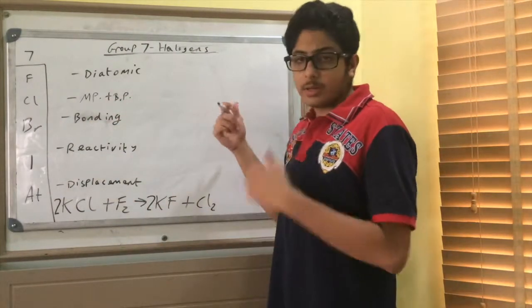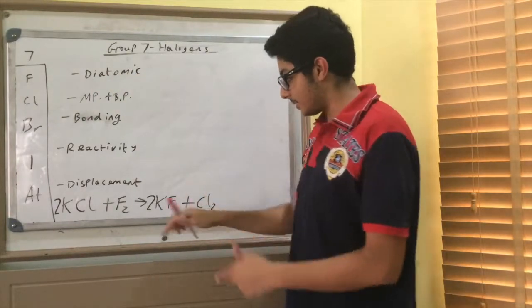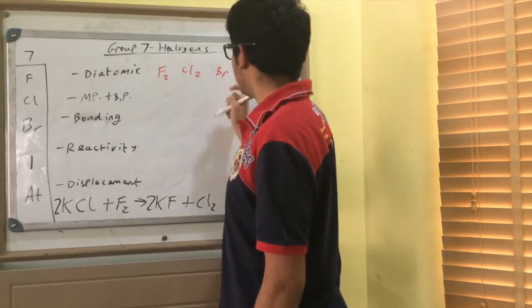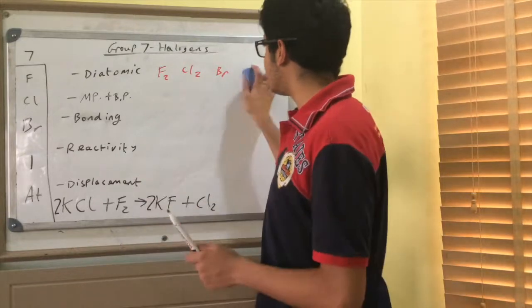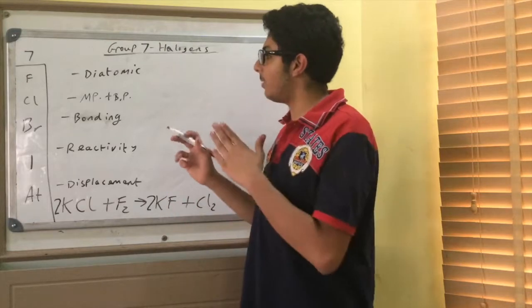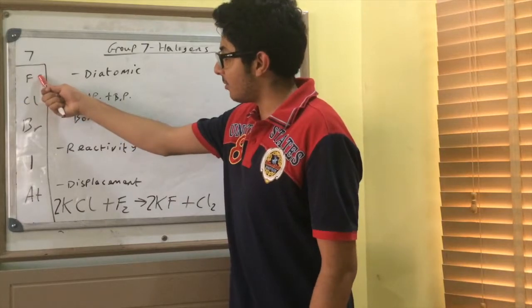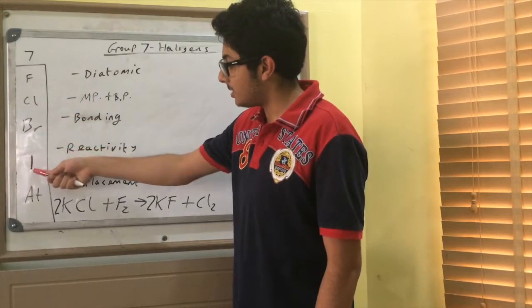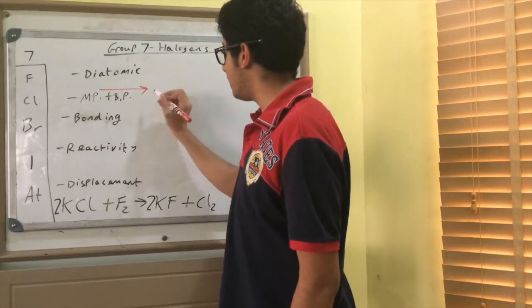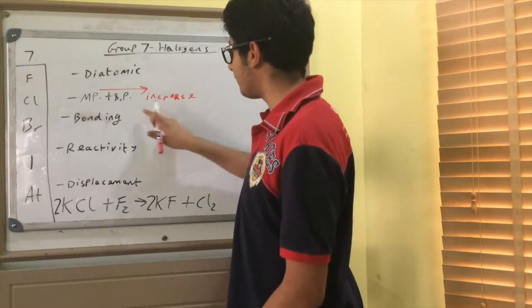Now all group 7 halogens are diatomic. What does that mean? 2 atoms. F2, Cl2, Br2. They're all diatomic. And their melting and boiling points are extremely low until you get to iodine, which is like a solid at room temperature. This is a gas at room temperature: gas, liquid, solid. So their melting and boiling points increase as you go down the group.